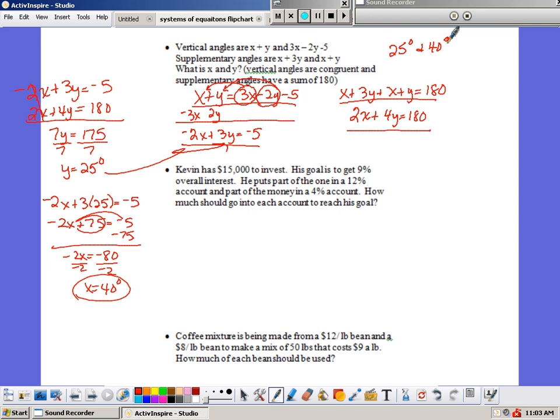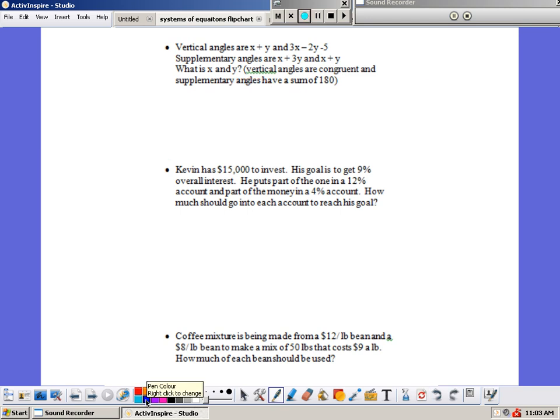Now the next two questions are mixture problems, and we've already done mixture problems, and on your mixture problems we did substitution. Today I'm going to show you how to do an elimination with a mixture problem. Okay, Kevin has $15,000 to invest. His goal is to get 9% overall interest. He puts part of his money in one account that's 12% and part of the money in a 4% account. How much should go into each account to reach his goal?